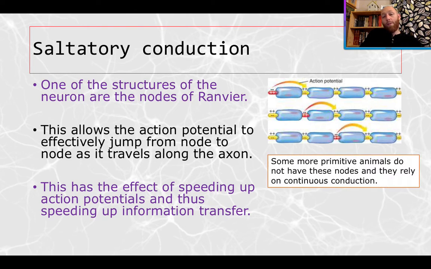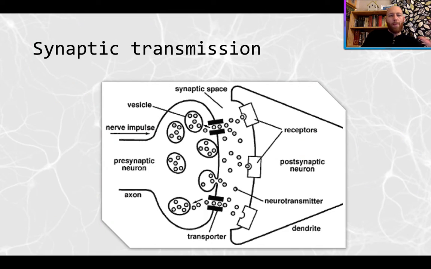Now, some more primitive animals do not actually have these nodes, and they rely on continuous conduction, which has a disadvantage of being slower. Therefore, you could argue that human information processing is much faster than in many more primitive animals.